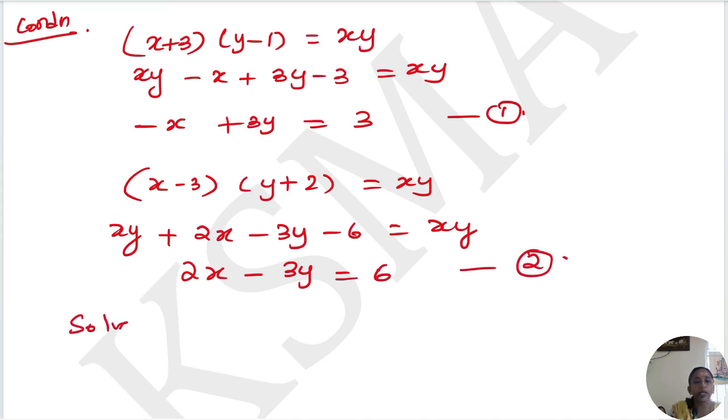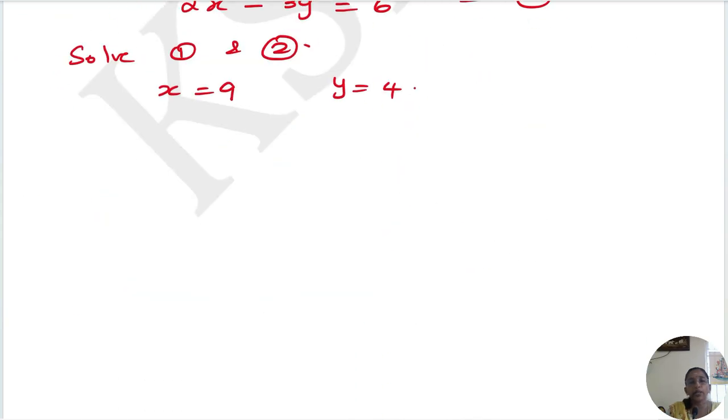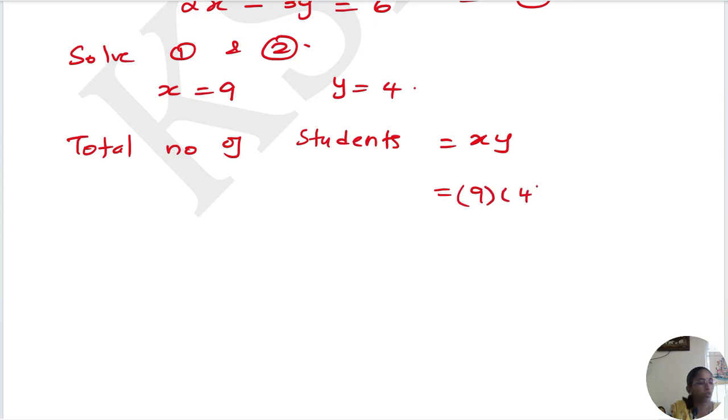Solve the equation 1 and 2 now. You will get your x and y value. So x is equal to 9 and y is equal to 4. So what is our question? Find the number of students in the class. Number of students is x into y. So total number of students is equal to x into y. So 9 into 4, 36.